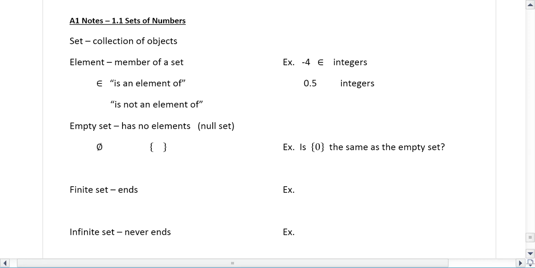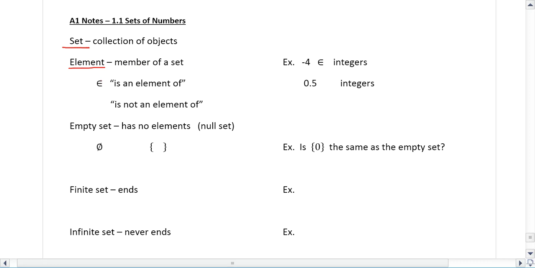Start with some definitions. The definition of the word set is a collection of objects. These objects could be numbers, could be people, anything. Any group of items can make up a set. Next term is the word element. An element is simply a member of a set.